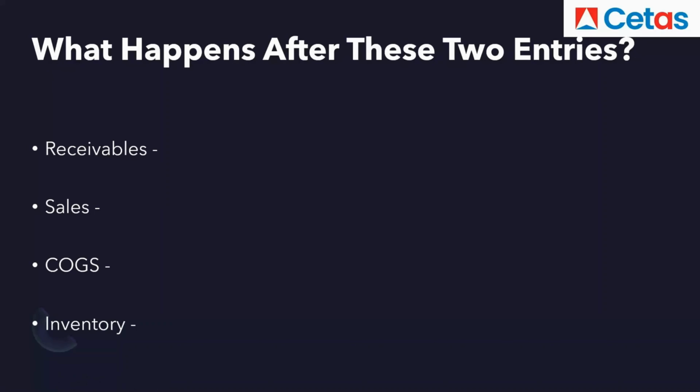What happens after these two entries? After posting the sales invoice, the accounts receivable increases. Sales increases. COGS also increases. Inventory decreases. At this point, the financial statements are complete and accurate. Balance sheet reflects the remaining inventory and receivables. Income statement reflects revenue and COGS. Eventually, the gross profit is also correctly calculated.